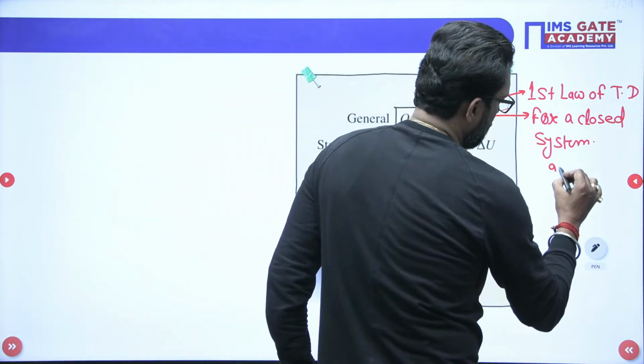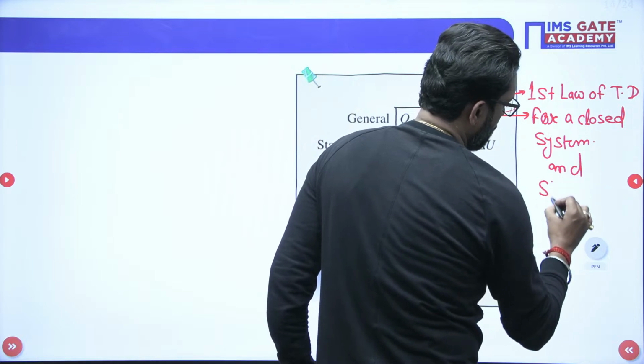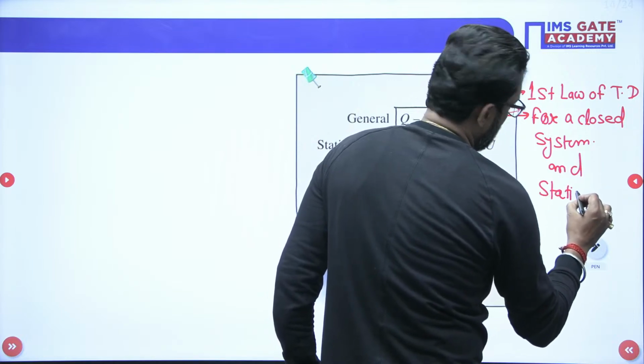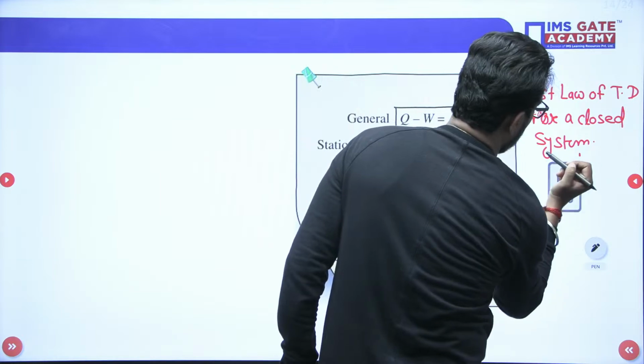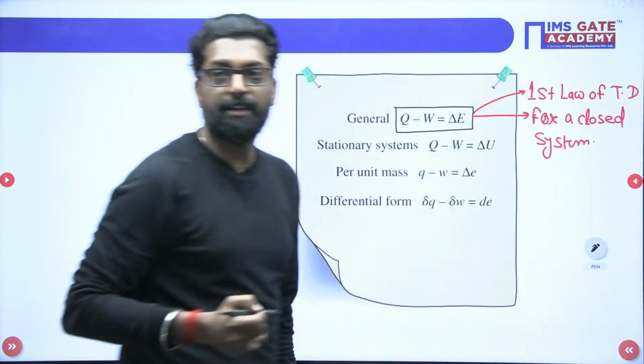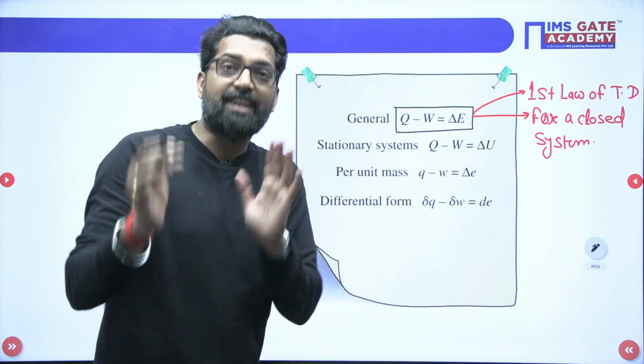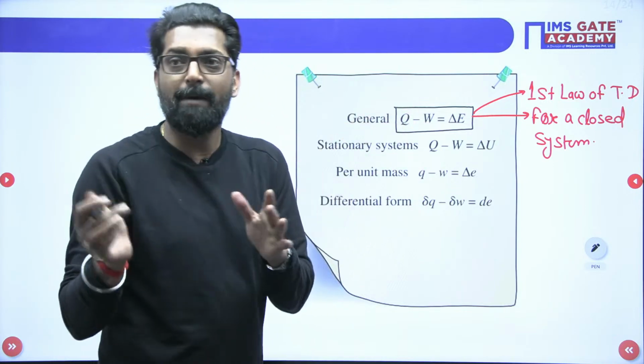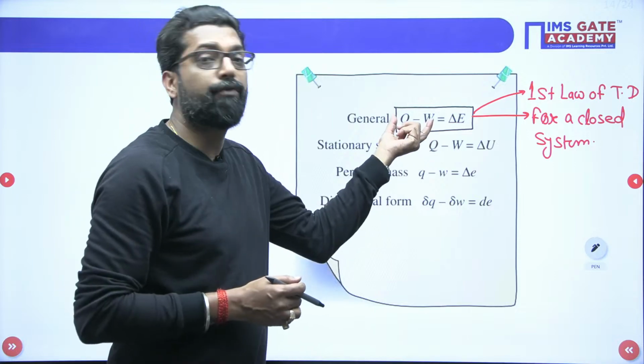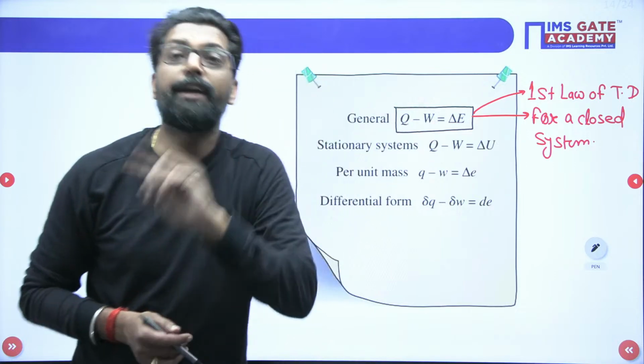Closed and stationary? Not stationary. Closed system, not stationary. Please tell me why? Because the energy which is transferred, energy in minus energy out, is only in the form of heat and work. There is no form of mass.